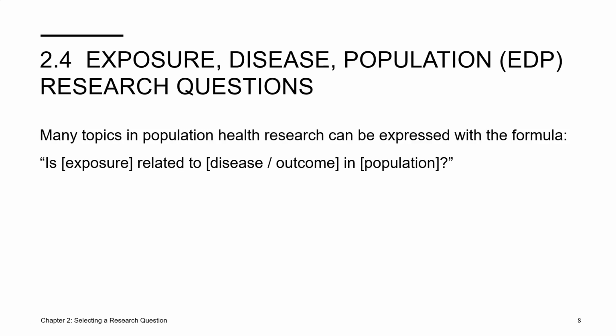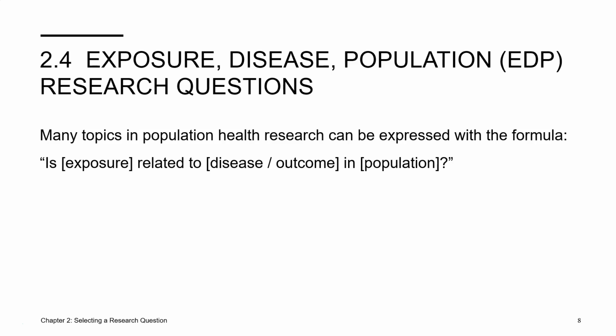Section 2.4 goes over exposure, disease, and population research questions. There are different ways that people will phrase questions in public health, in medicine, in clinical versus non-clinical settings. In epidemiology, we typically like to look at an exposure, disease, population format. Research questions are often expressed in a formula similar to this: is the exposure related to the disease or outcome in a population?